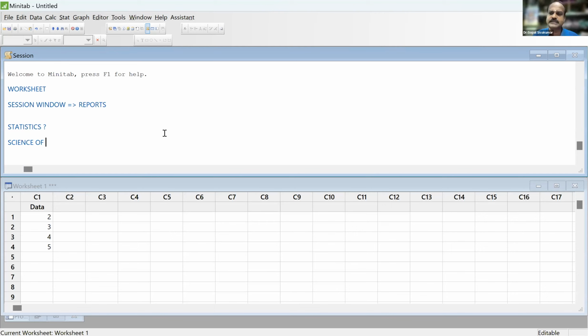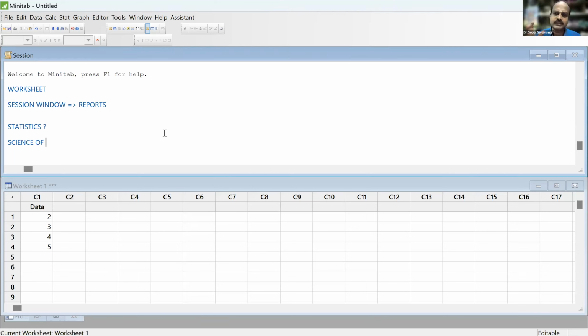Before that, we visualize it, and then we analyze it, and then whatever the analysis result is, we interpret it to understand its meaning. So the whole set of activities is known as statistics. Is it clear? Statistics means a science of collecting, tabulating, visualizing, analyzing, and then interpreting the data.